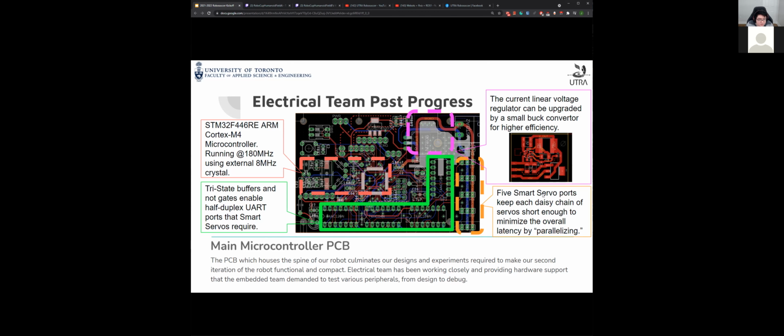There's also a bunch of communication protocols that we use. We mainly use UART, which is not the best, but sufficient for now. Next slide, please.